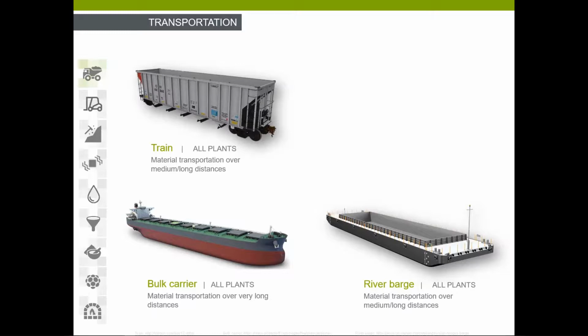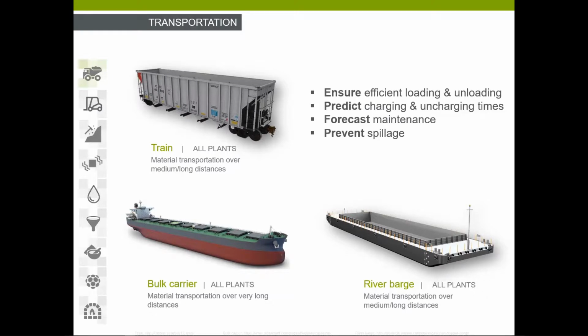So for example, for unloading wagons, they use trapdoors. Bulk carriers use grab buckets, and river barges use bucket unloaders. So what it can do is to perform visual testing of transportation equipment. For example, ensuring efficient loading and unloading, predicting charging and discharging times, and all these would help to prevent spillage and forecast maintenance time.